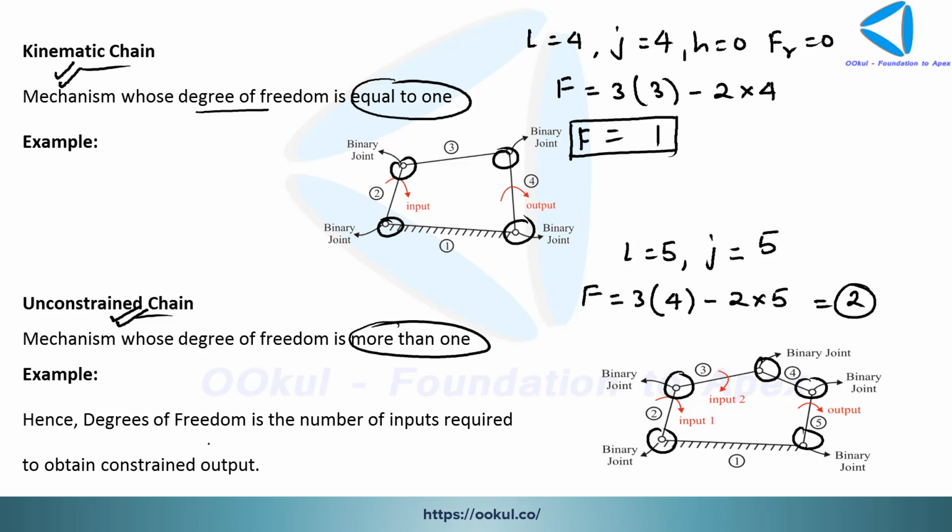So degree of freedom is the number of inputs required to obtain the constrained output. Please remember this. Degree of freedom is nothing but the number of inputs required to obtain the constrained output.